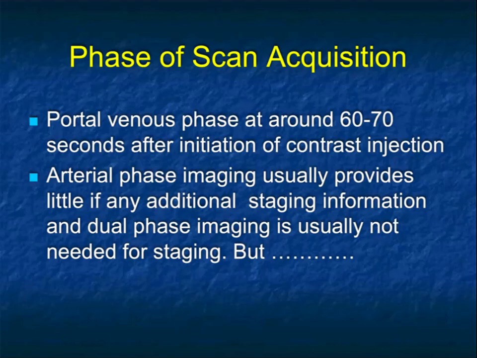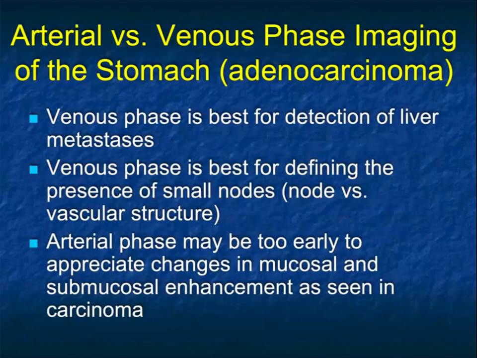Now, I mentioned we typically will do a single phase when we look at the stomach. That's most of the ER situation. But with dual phase imaging, you can get a lot of additional information. And so when you're worrying about suspected neoplasm, I would recommend on that initial study surely to do dual phase imaging. If you think about adenocarcinoma specifically, the venous phase is best for detecting liver metastasis.